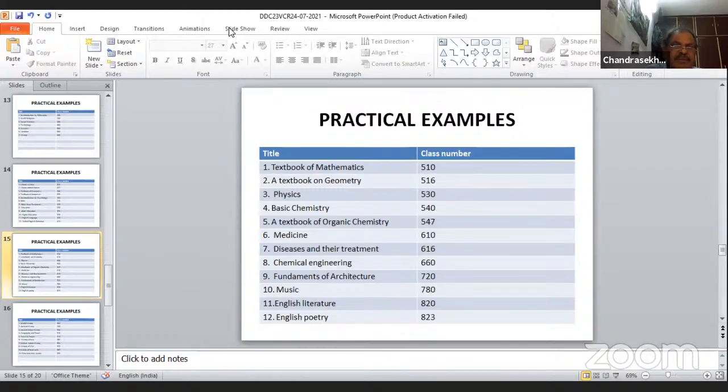So fundamentals of architecture 700, architecture annam kada, dantlo further division 710, 720, 730, like this 730, 740, 750, 760, 770 photography, something 780 music, 790, like that divisions.